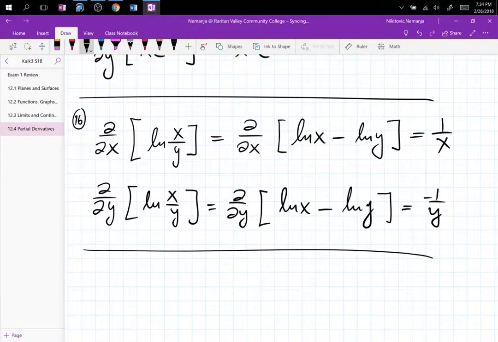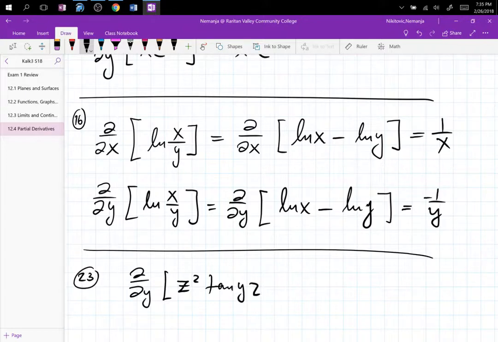Let's see something else you're probably gonna love. Ooh. I mean, I don't know where they find these perfect examples, but the book is full of them. Problem 23. Let's find the partial derivative in respect to y of z squared tangent yz.